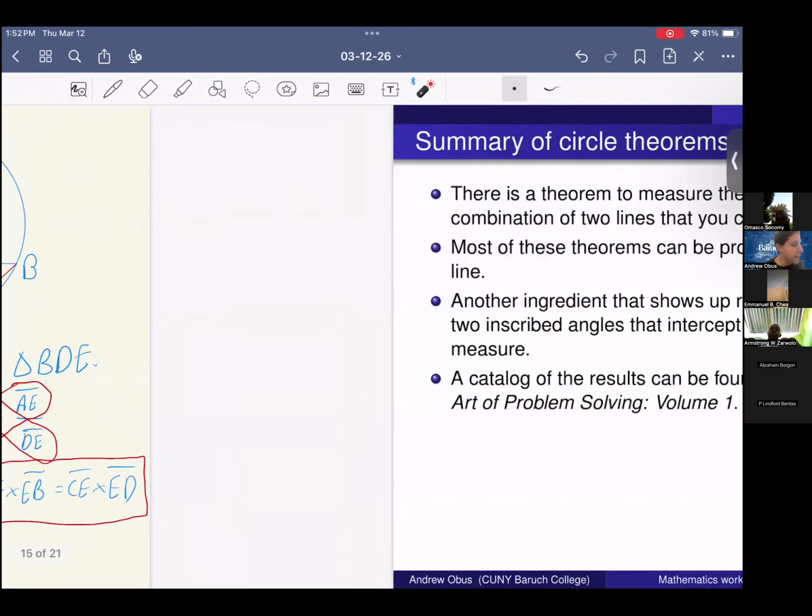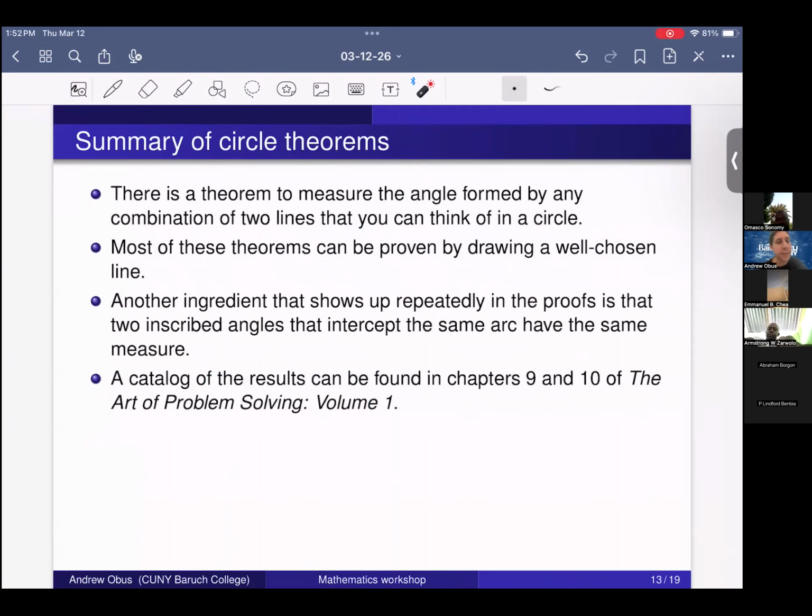Okay, so let's summarize. I think we're done with circle theorems. So there's a theorem to measure the angle formed by basically any combination of two lines that you can think of in a circle. We've seen lines that meet at the center, lines that meet on the circle, a chord with a tangent, two chords, two secant lines that meet at a point outside the circle. Basically, any way that you can intersect two lines in a circle and form an angle, there's some theorem that tells you what the angle is, and it's in terms of arc measures.